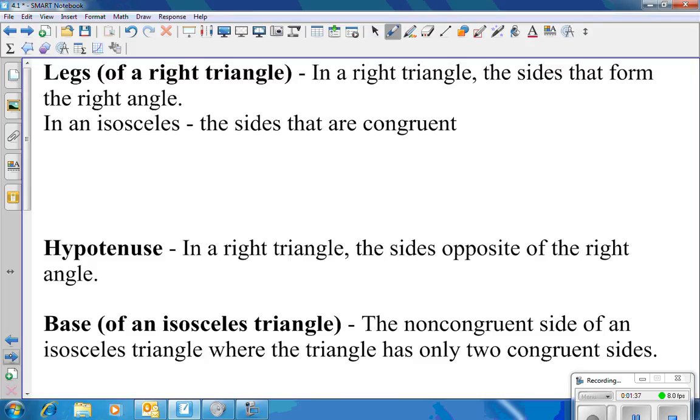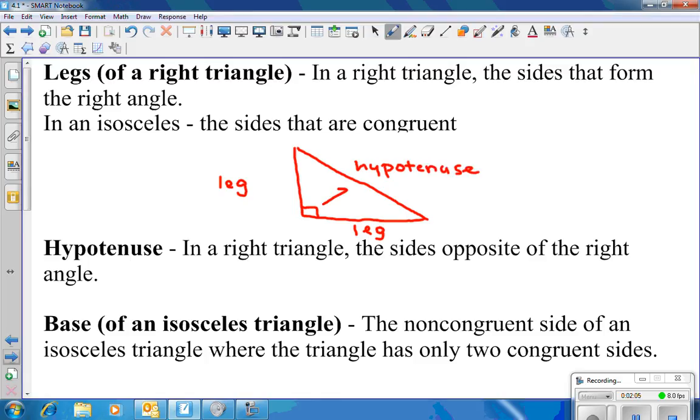All right, legs of a right triangle. If you're given a right triangle, of course it has a 90-degree angle, and the legs are the 2 sides touching the 90-degree angle. So the legs touch the 90-degree angle. The hypotenuse is directly across the 90-degree angle. It's the longest side of a right triangle.